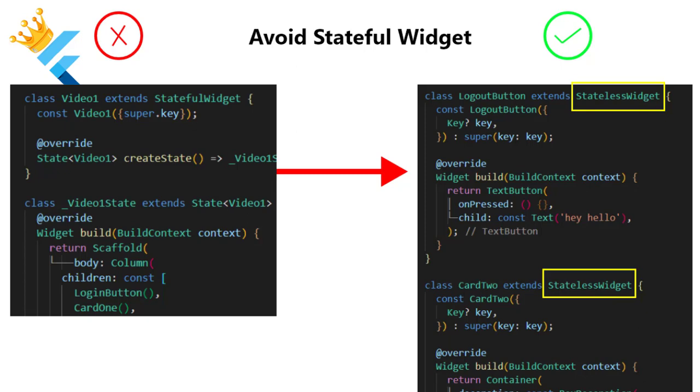Tip 5 is avoid a stateful widget. Why avoid a stateful widget? Basically, a stateful widget can rebuild itself and also decreases the performance of your app or code. Try to avoid using the stateful widget as much as possible. Use it only if it's necessary. Otherwise, use a stateless widget instead.